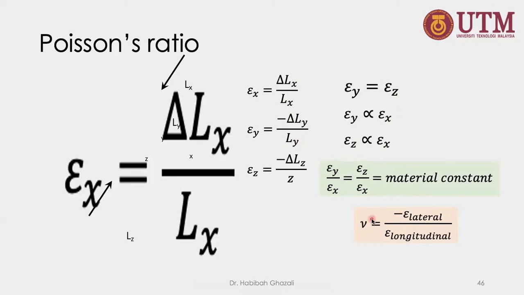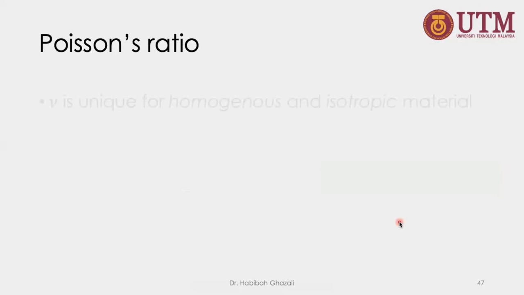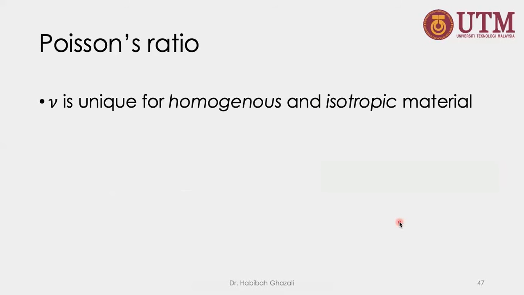So the Poisson ratio is actually the material constant for the changes in dimension in these directions, lateral and longitudinal. Lateral can be Y or Z, and it is negative because it is reduced in dimension. Poisson ratio is unique for homogeneous and isotropic materials only, meaning that the behavior of the material property is similar in any direction.